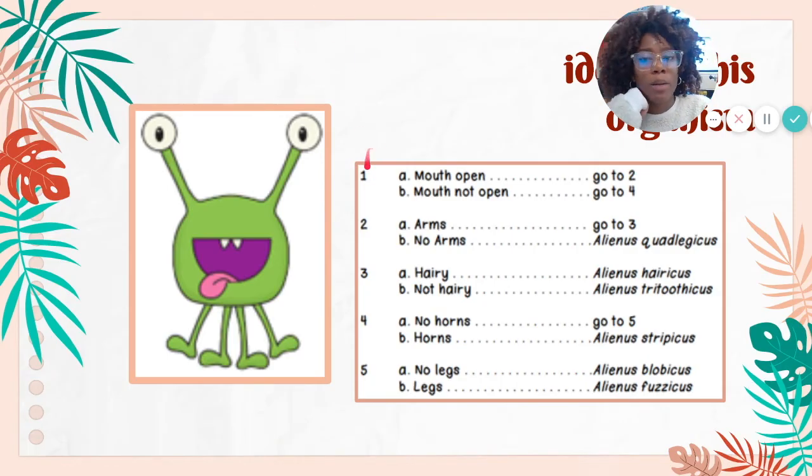Always start at number one. Number one says mouth open or mouth not open. Is the mouth open or not? The mouth is open. So then what do I do? I'm going to go to two. Let's jump on down here to number two. Number two, does it have arms or no arms? No arms. So its name is Alienus quadrilegicis.